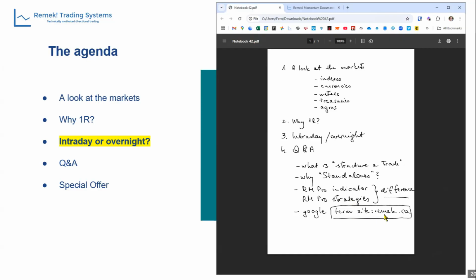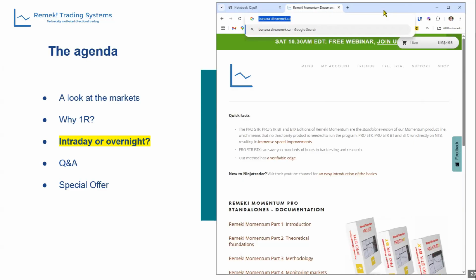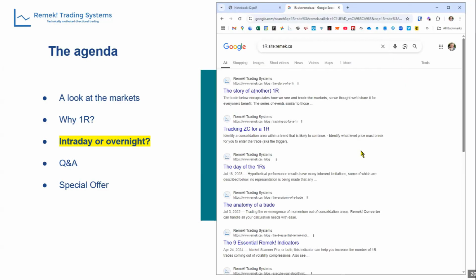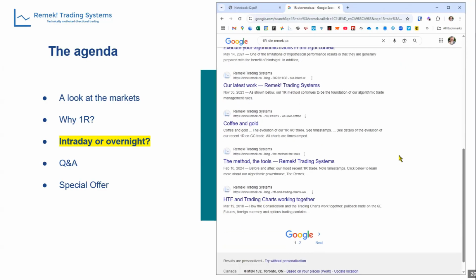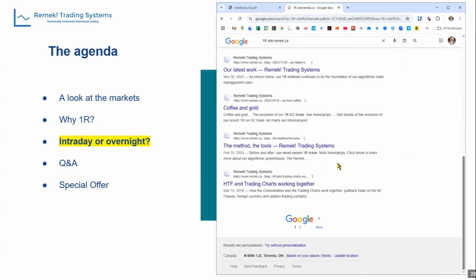Lastly, if you're ever looking for something and you want to know what we think about it, let's say you want to Google 1R, whatever the term is, then cite remek.ca, and you're forcing Google to only search within our website. So just as an example, 1R, you will get all the blog posts over the years, and you can do your research that way.